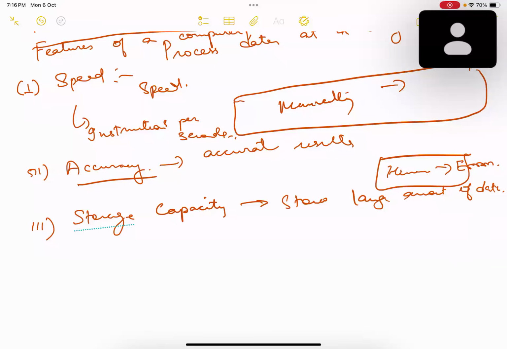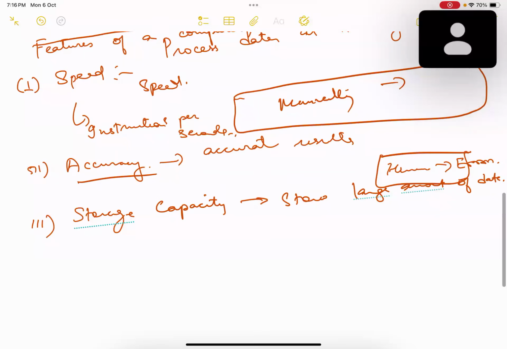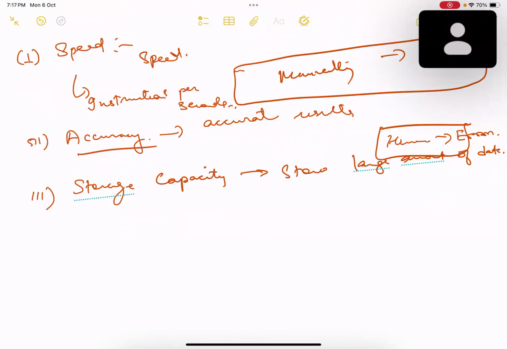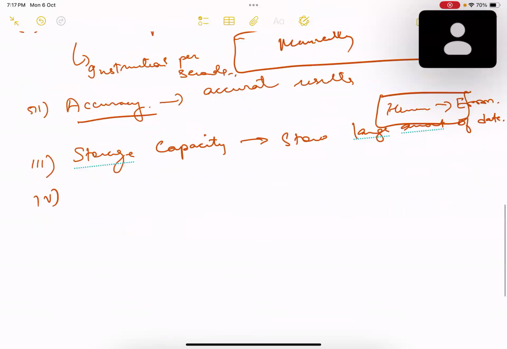Over and above that, you can connect a number of storage devices. A computer system in itself has storage capacity, but if you need more, you can connect an external storage unit. We call it a hard disk. With the help of a hard disk, we can increase the storage capacity of the computer system. Those are secondary storage. Again, we'll talk about this later.